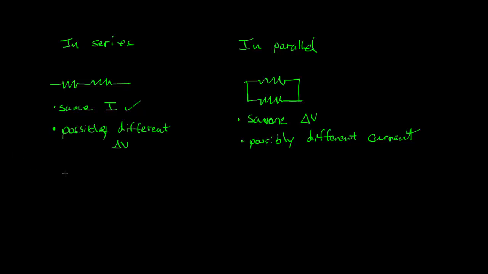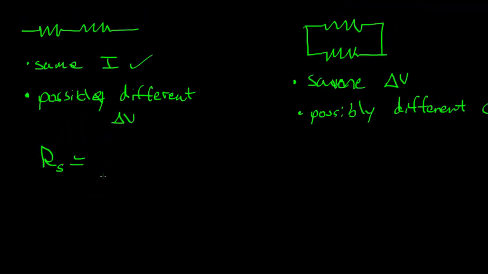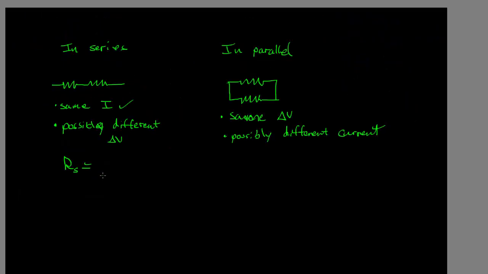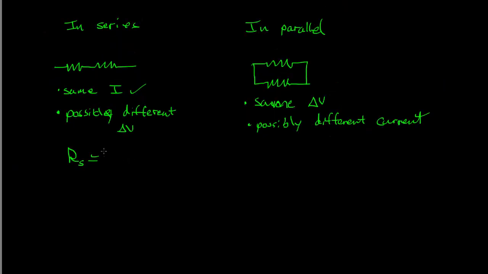And then to find the equivalent resistance here, we just add them. So it's the sum of all the resistances. Over here it's the inverse. I'm writing it like it is on your equation sheet, but for this one, I would suggest you do it like this.